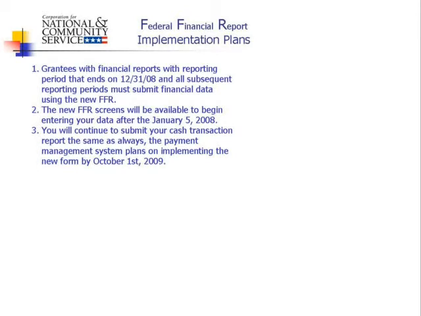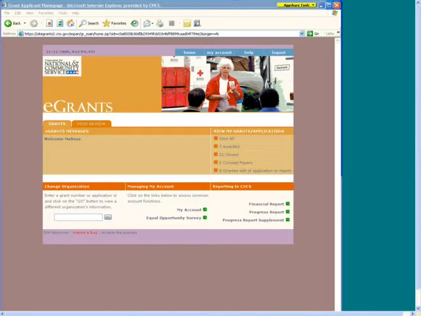If you need a copy of the electronic version of the FFR for either you or your sub-grantees, you can find it at our Resource Center or at OMB's website. The new FFR screens will be available in eGrants for you to begin entering your data after the 5th of January. Also, you will continue to submit your cash transaction report the same as always. The payment management system plans on implementing their new form by October 1st, 2009. Should you have any questions, please contact your grants officer.